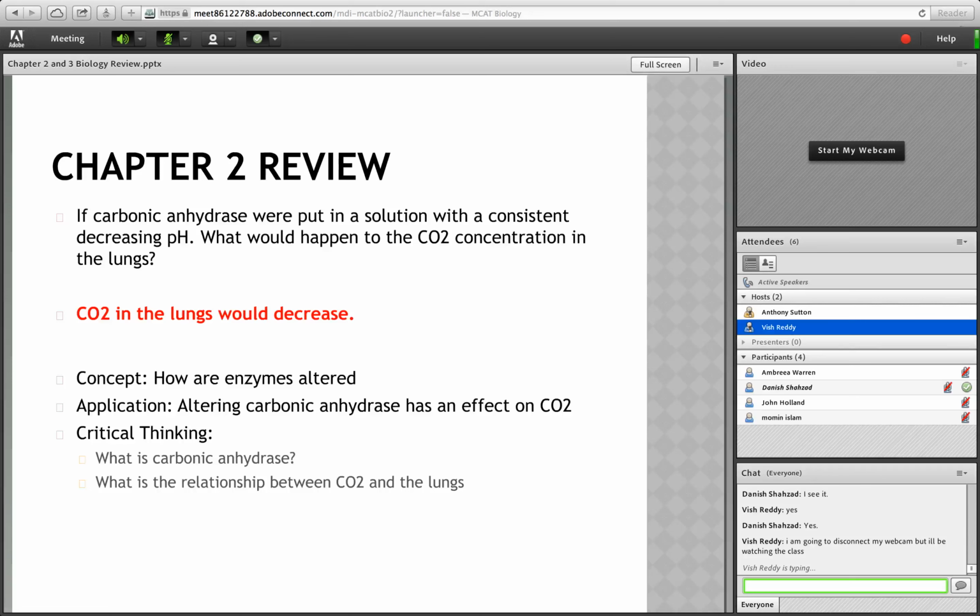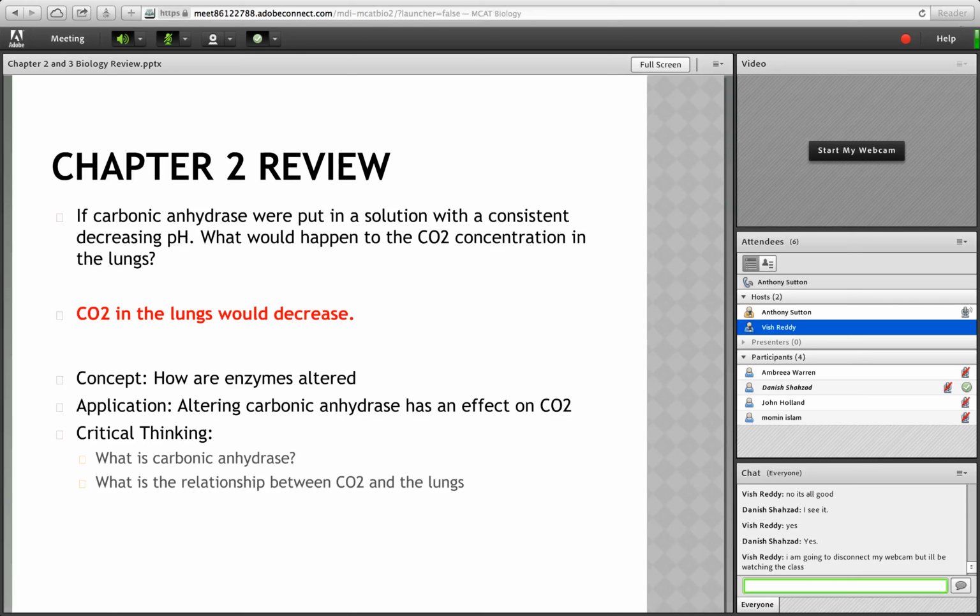Now, here's my question. Since the CO2 in the lungs would decrease, can someone explain why? Why would that decrease? And you can just raise your hand if you think you know why it would decrease. Okay. Go ahead, John. CO2 is basic, so in a decreasing pH that's becoming more acidic, the CO2 will decrease. Okay. But why would it decrease in the lungs, though?